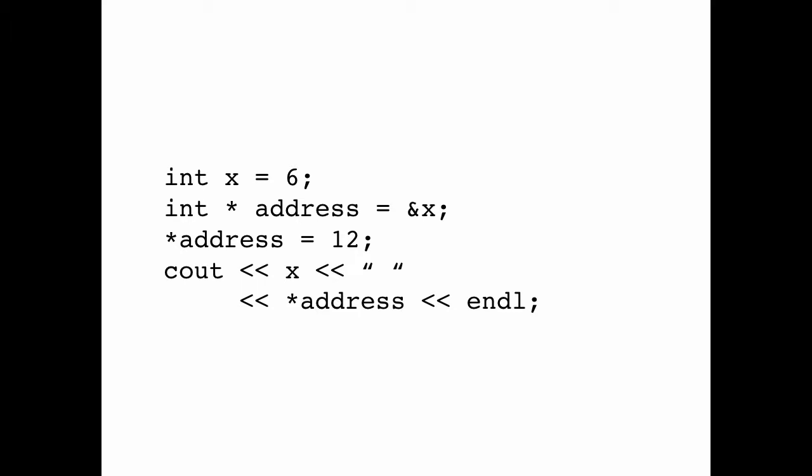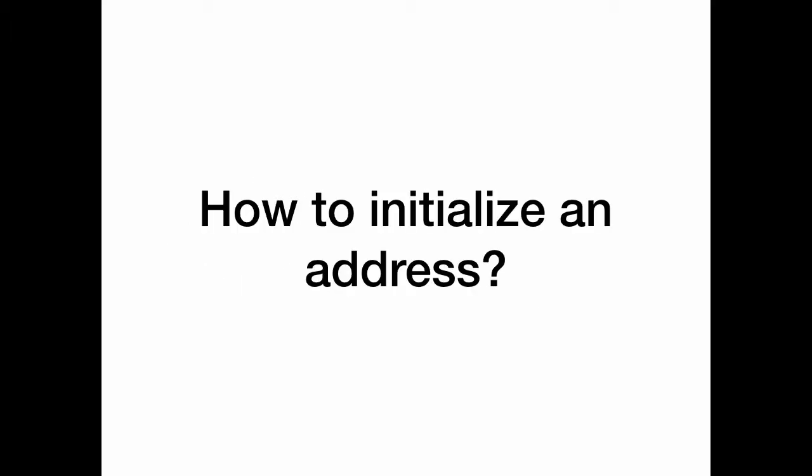Remember last class we talked about delivering pizzas? We said one of the ways you could do it is you could go talk to Dean, and Dean knew where to deliver the pizza. This is exactly that, right? The thing address knows where x is stored, and if you go to the thing that's in there, you will end up in x. One thing I'm not sure I covered last time, how do you initialize an address?